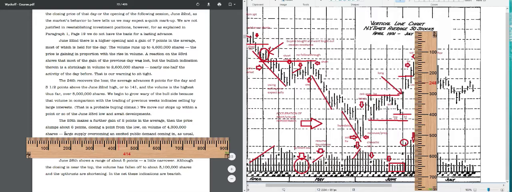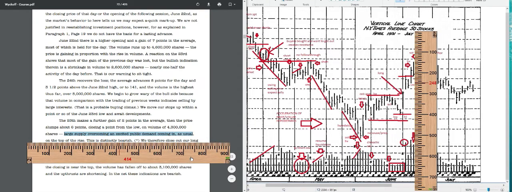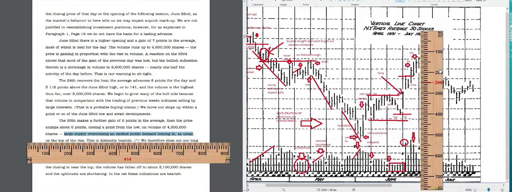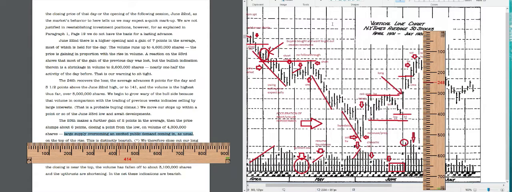And similarly, he says large supply is overcoming an excited public demand coming in as usual. So how do I want to interpret this bar? This bar to me, using the same logic that he did before, is your change of behavior.